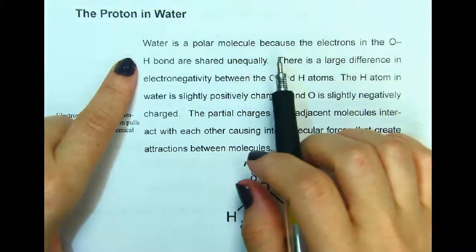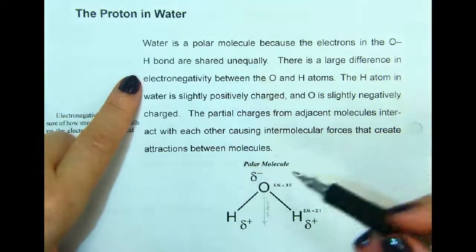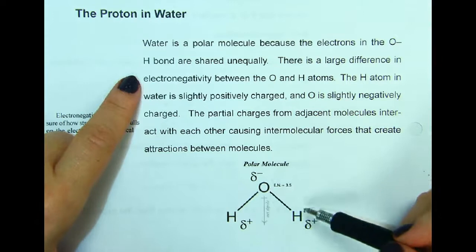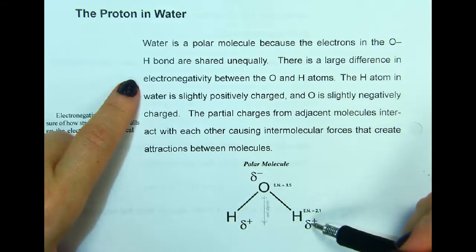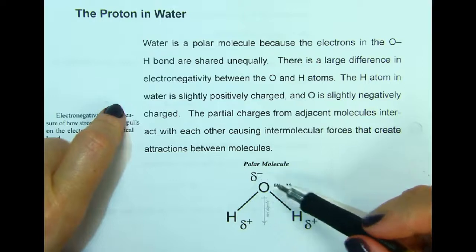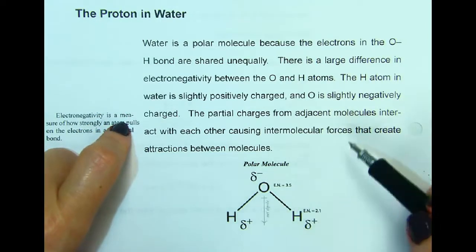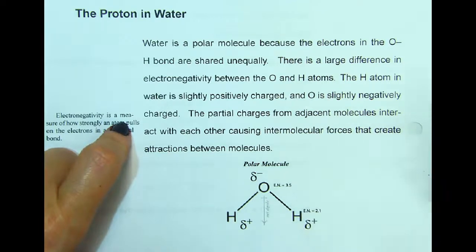Water is a polar molecule because the electrons in the oxygen-hydrogen bond are shared unequally. There is a large difference in electronegativity between the oxygen and the hydrogen atoms. The hydrogen atom in water is slightly positively charged, and the oxygen is slightly negatively charged. The partial charges from adjacent molecules interact with each other, causing intermolecular forces to create attractions between molecules.